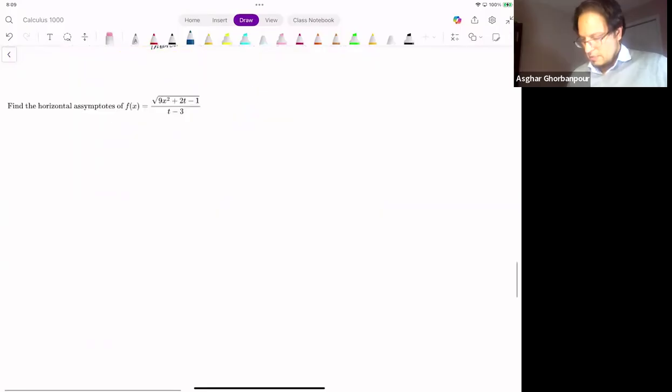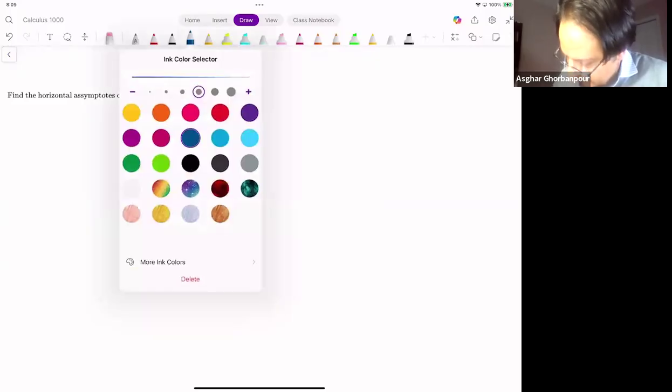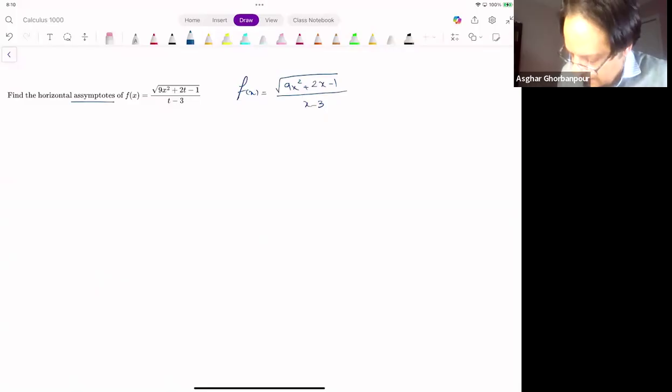Okay. Let's go back to do this question. Oh my God, why are my T's and F's all mixed up. So here the function f of x is absolute value of 9x squared plus 2x minus 1, over x minus 3. The question says find horizontal asymptotes. I'll give you a few seconds, or 30 seconds, and then you do the rest.